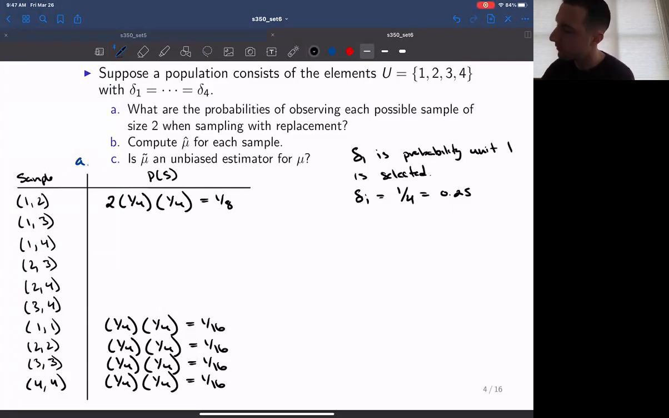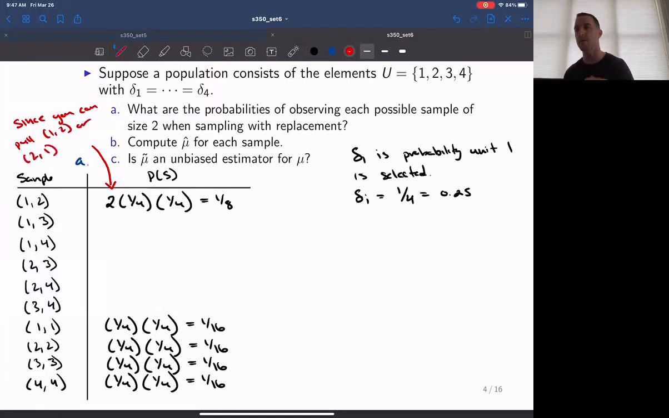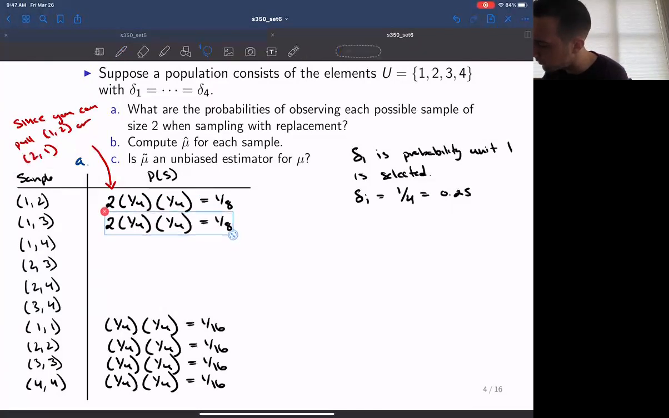Okay. So the 2 here is since you can pull 1, 2 or 2, 1. So it represents the fact that we can have 2 different samples with the same elements, but they can be observed in a different order. Okay, and now this probability would be consistent across the first 6 listed samples.